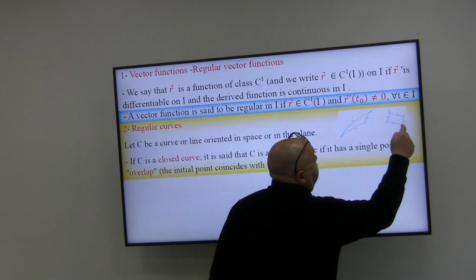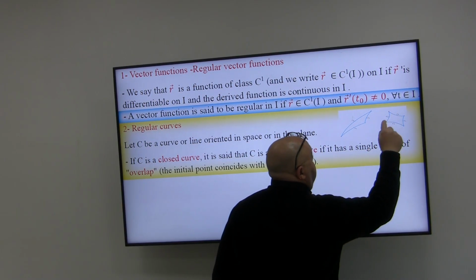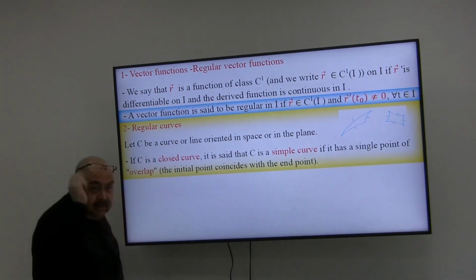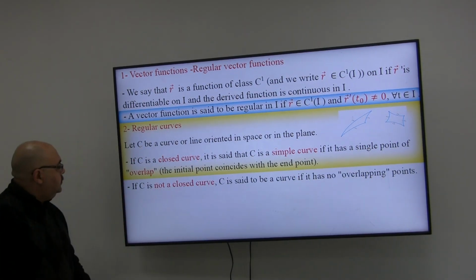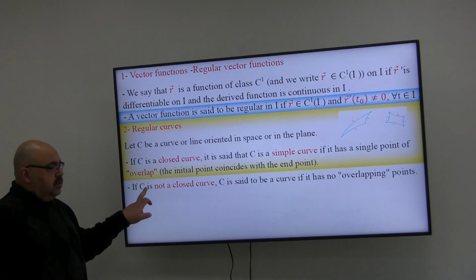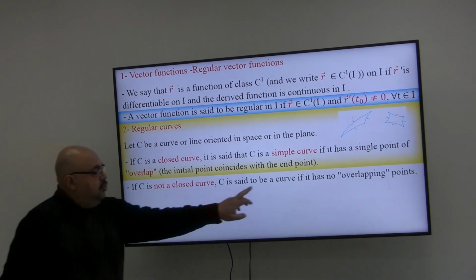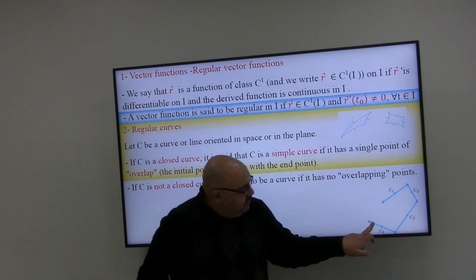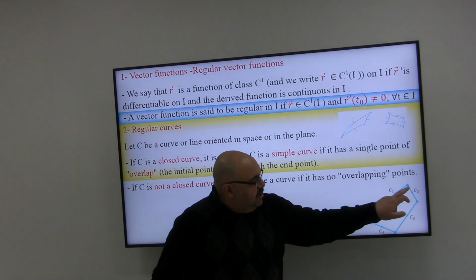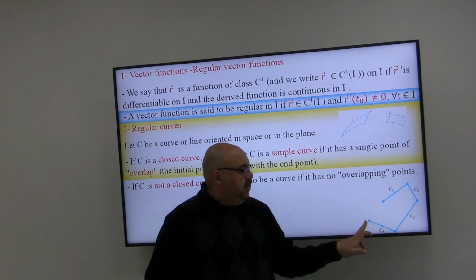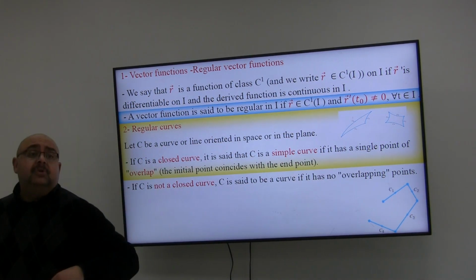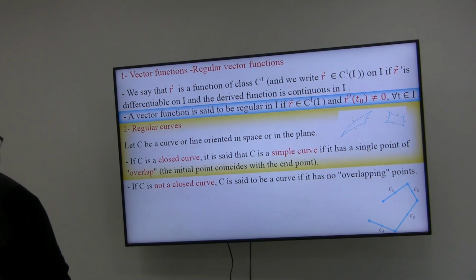Also for this one, C1, C2, C3, and C4, the beginning is overlapping with the end point of your curve. C is not a closed curve when there is no overlap in your curve. So the shape is as you can see: this is C1, C2, C3, C4, but the beginning is not the end of your curve. The definitions are important because we will see them down the road.